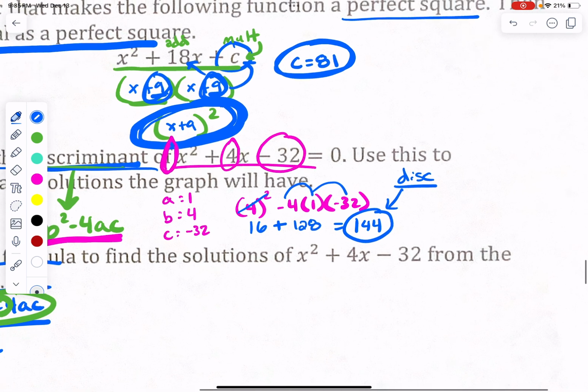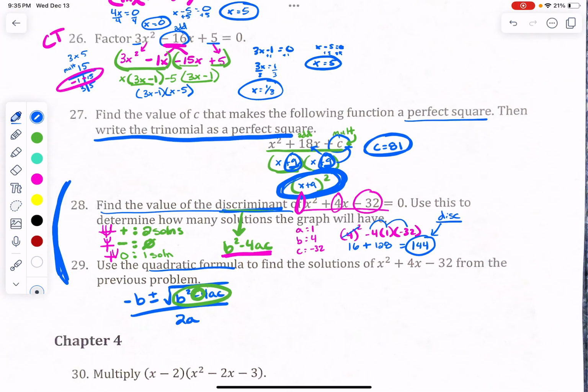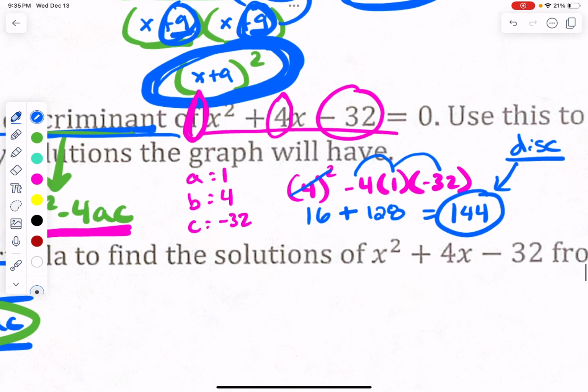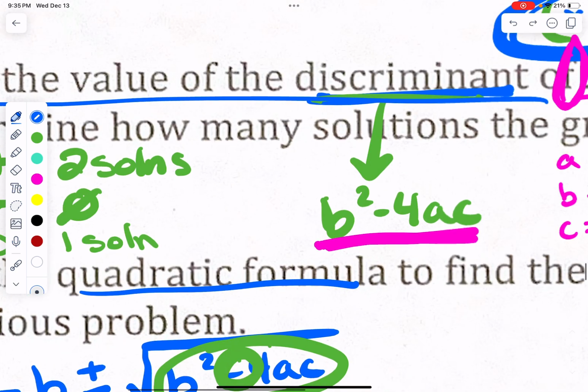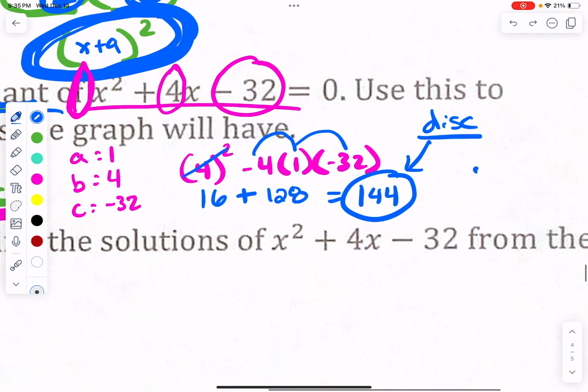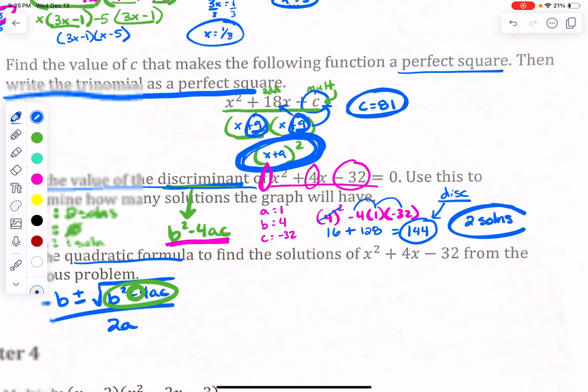We just did that. Then it says use this to determine how many solutions, okay? So 144 was my discriminant. Is that a positive number? Is it a negative number? Or is it 0? 144 is a positive number, so I'm going to end up with 2 solutions. He's going to cross 2 places. 2 solutions, okay? All right.